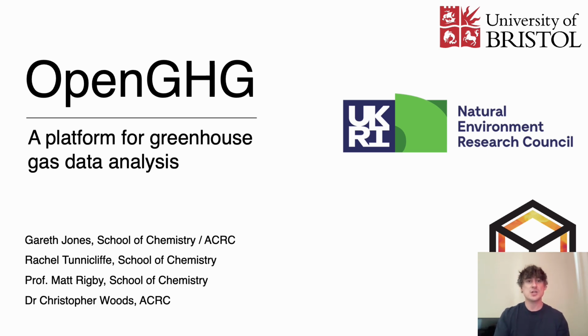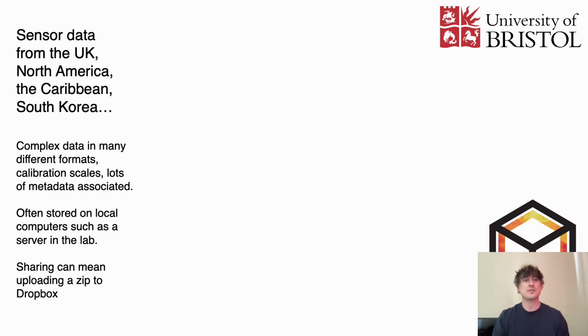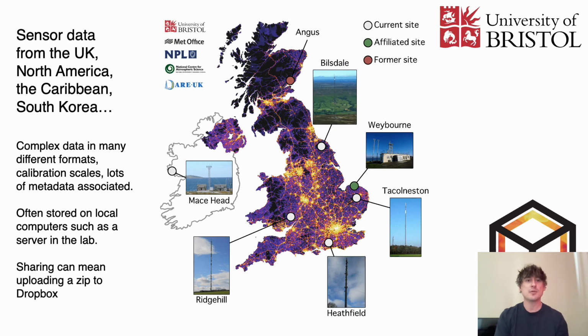So OpenGHG hopes to be a platform that brings together data from lots of different sensor networks. So these are sensors that are on different sites across the UK, North America, the Caribbean, and South Korea. So, for example, this is a map of the DECC network, which is a sensor network of tall tower sites. So these are big towers run by different companies that are for radio transmissions and etc.